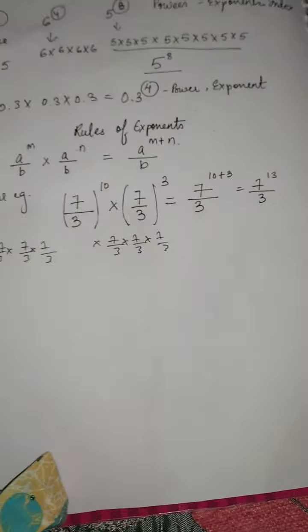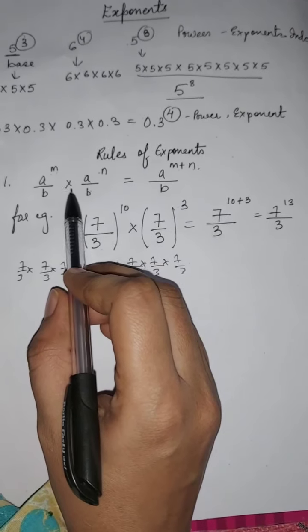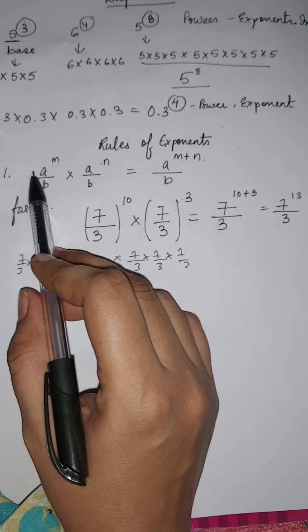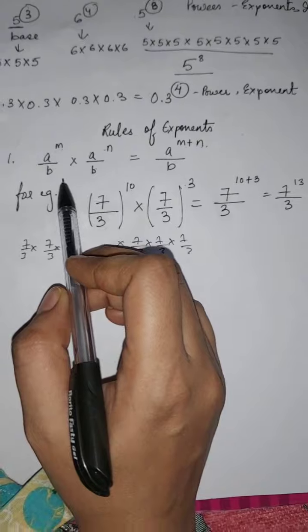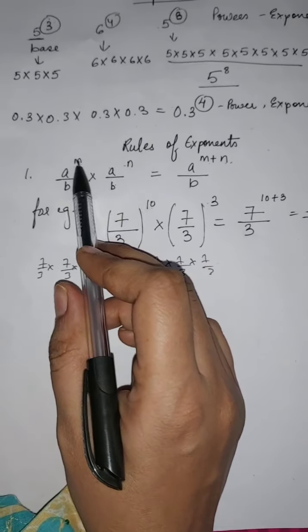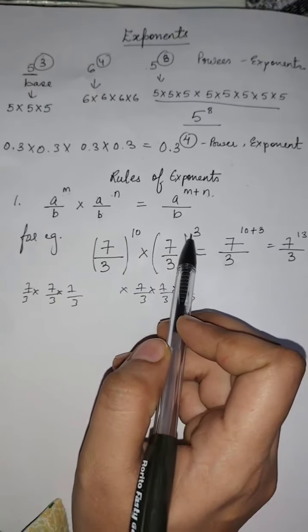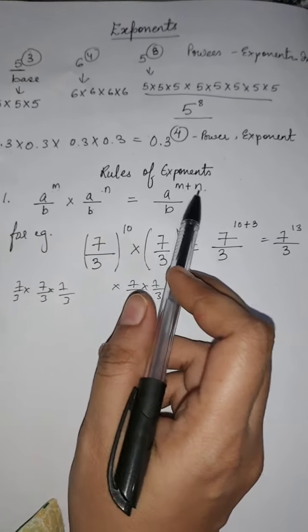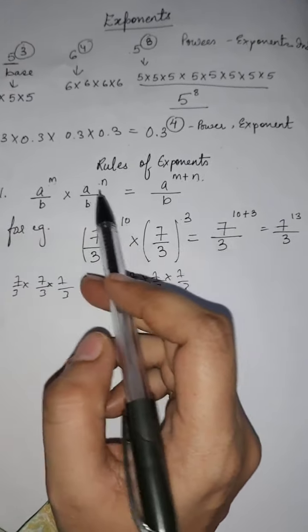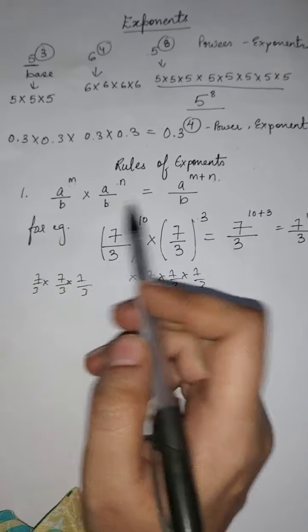So this is the first rule of exponent, which says what? If the same fractions are getting multiplied, remember, multiplied, same fraction means what? Same numerator and same denominator, then their different powers, if one power is 10 and the other power is 3, powers are different, then the powers get added, only on a condition: the fractions have to be the same.